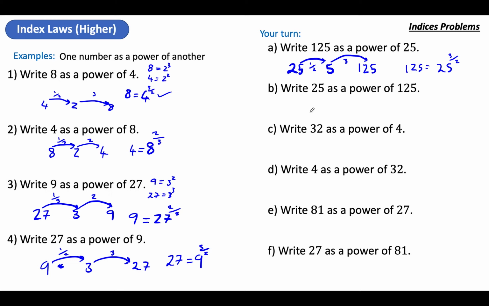Same here, this time we're going from 125. Sorry, what is the number I want to have the power of? We'll go down to 5 and then back up to the number that we want. We want the value of 25. Well, I would have to cube root, so that's a power of a third. And then I'm going to square it to get back up to 25.